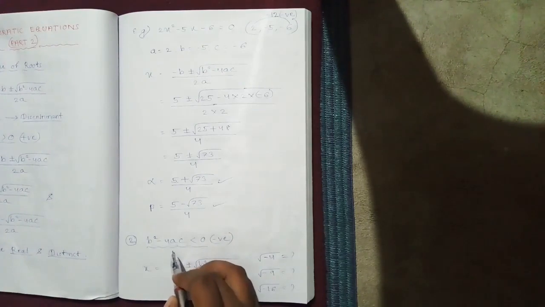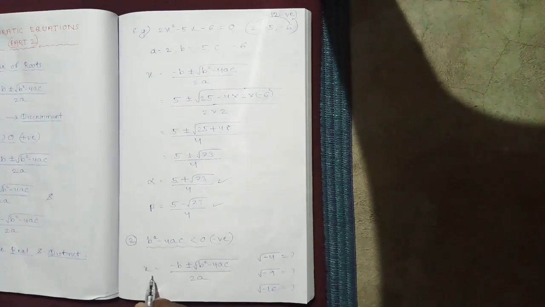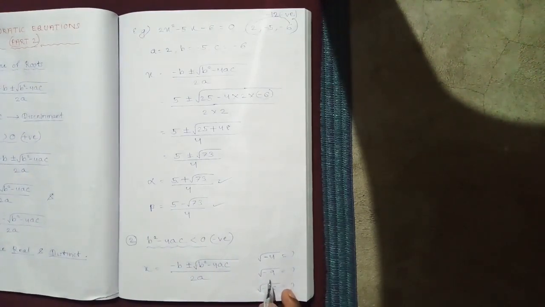The second case, when b square minus 4ac is less than 0, that means negative. Again use the formula. x is equal to minus b plus or minus square root of b square minus 4ac whole by 2a. Now this b square minus 4ac is negative. Suppose let us imagine a negative number, minus 4. Can you find its square root? Does it exist? No, we cannot find. Suppose square root of minus 9, we cannot find. Square root of minus 16, we cannot find. Similarly the square root of any negative number doesn't exist, we cannot find.